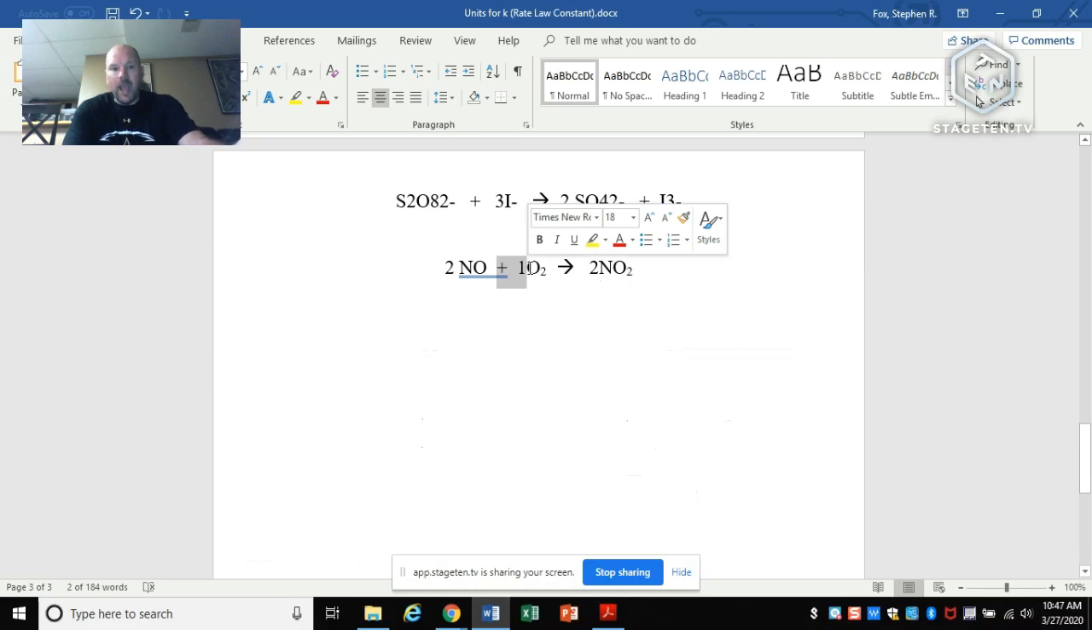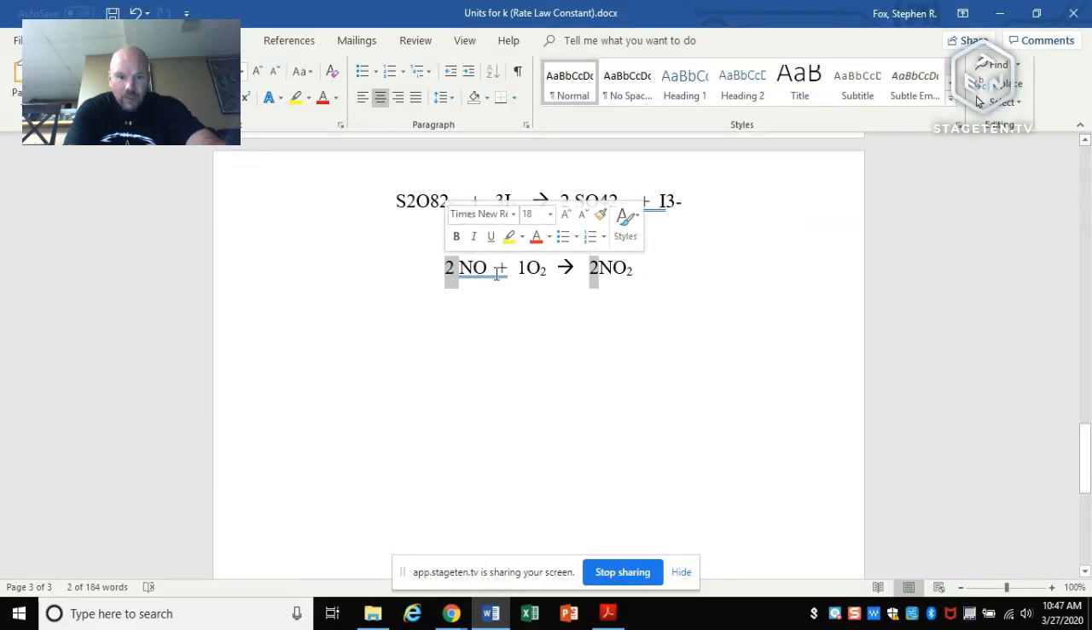And the rate at which this appears is equal to the rate that this disappears, because it's a 2 to 2, 1 to 1 ratio, right? Does that make sense? The rate at which this disappears equals the rate at which this appears. But if I know the rate at which this disappears and I want to know the rate of appearance for this, I've got to double it. This disappears at half the speed at which this appears, right?